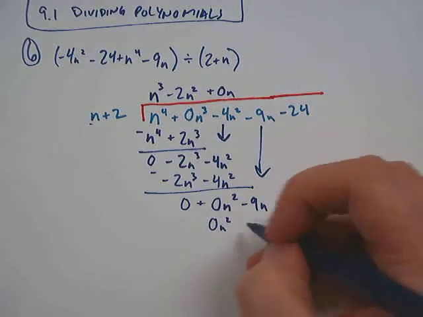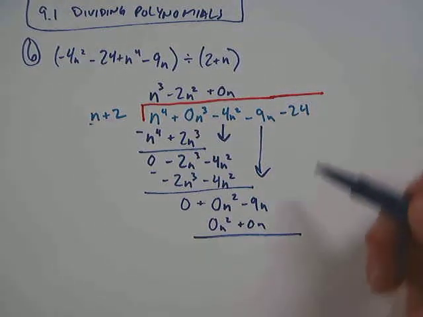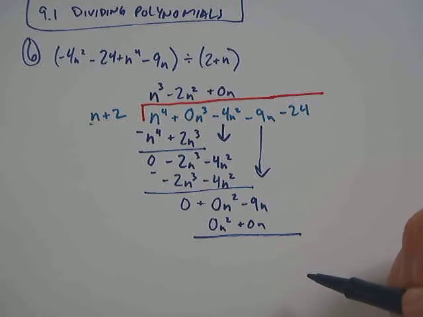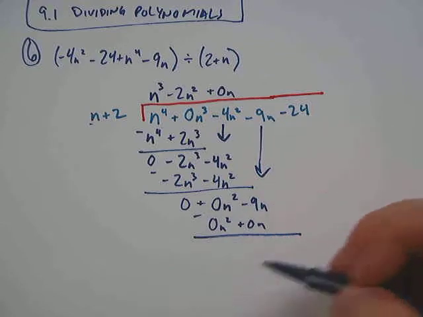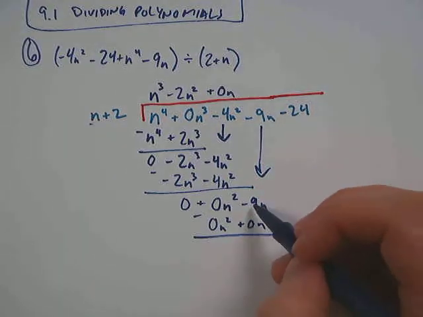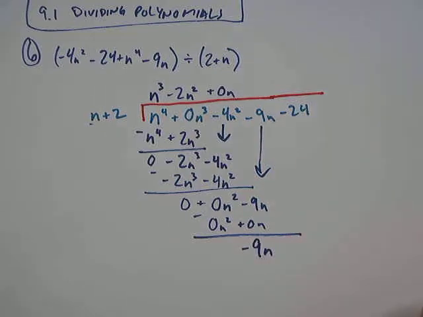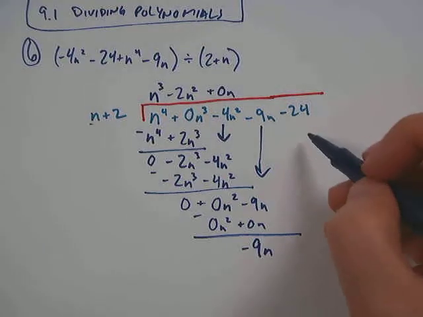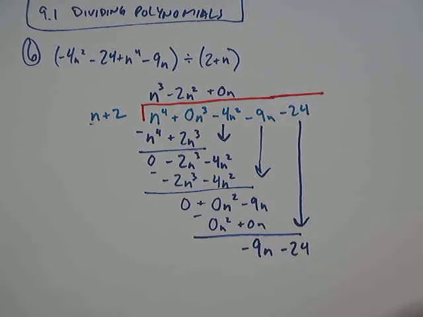0n times 2 is going to be 0n again. So we're going to subtract these. And so 0 minus 0 is 0. Negative 9n minus 0n is also just going to stay negative 9n. All right, so that was a little bit of a weird step with the zeros, but we made it through. So now we're going to bring down our last term, minus 24.